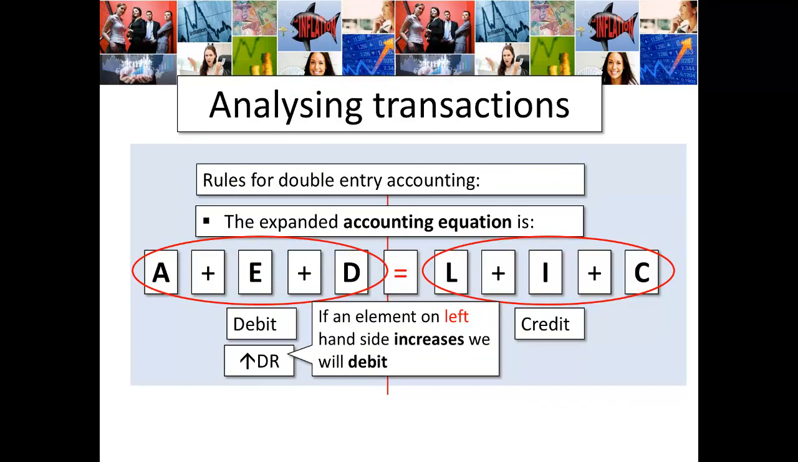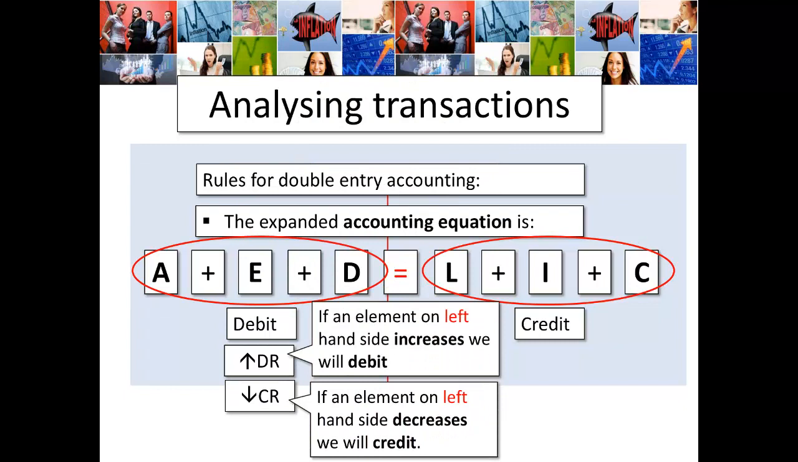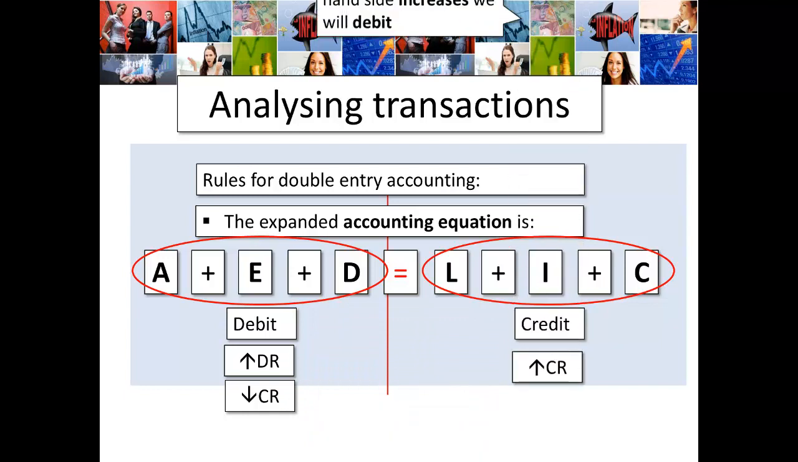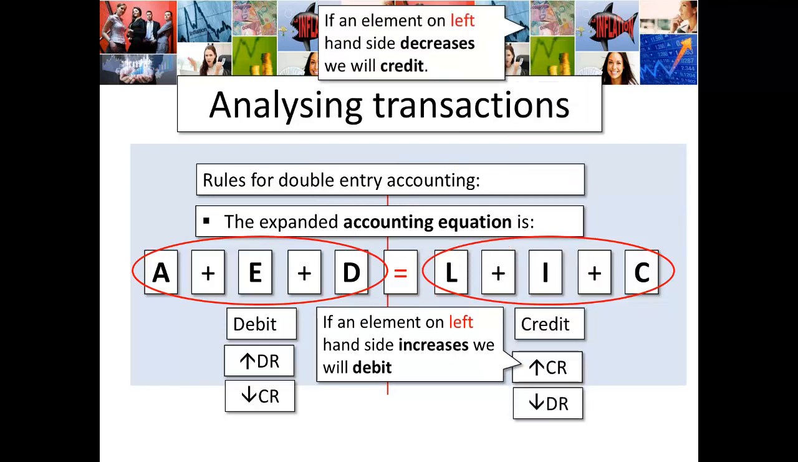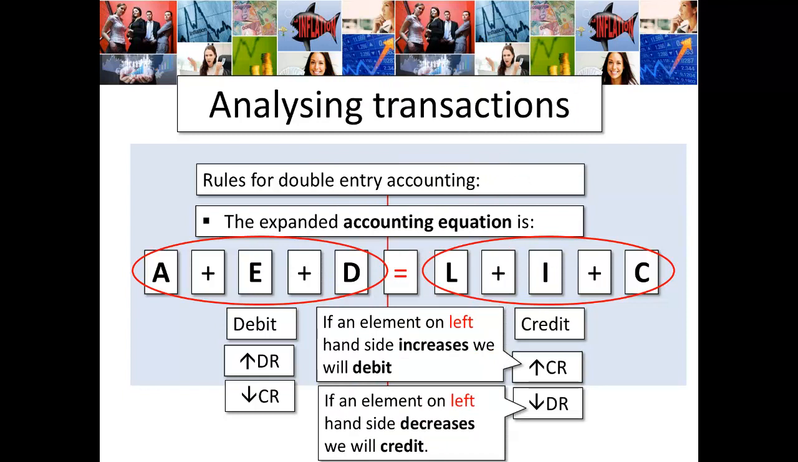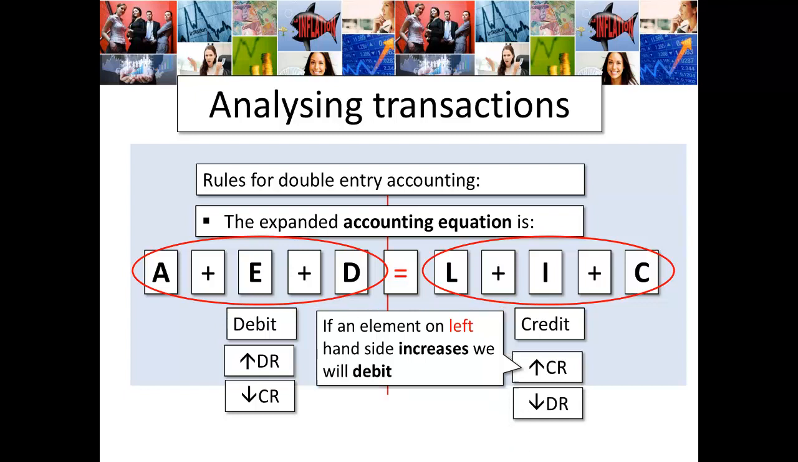Okay, if an element on the left hand side increases, we debit. Flip it over, the opposite. If it decreases, then we're going to credit it. On the right hand side, a normal nature credit, if it's increasing, that becomes credit. And we flip it over. If that's decreasing, then it becomes a debit. I hope you're listening to the video and not just taking notes with the sound off here. It's important.